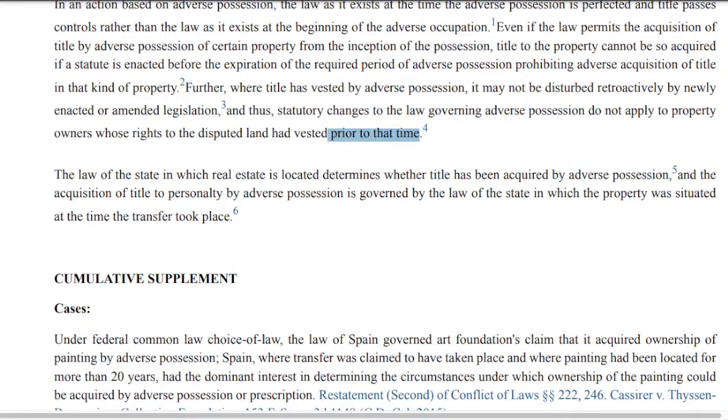So, the law of the state in which the real estate is located determines whether title has been acquired by adverse possession. And the acquisition of title to personality.